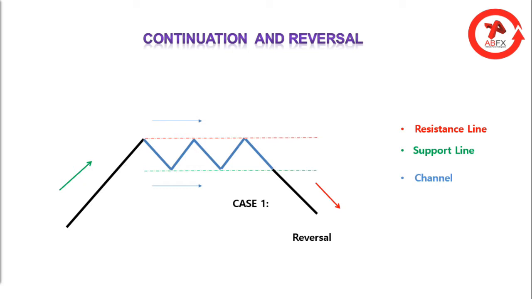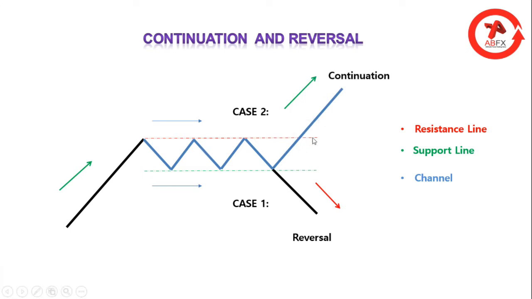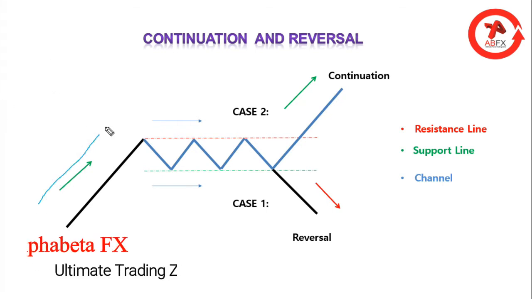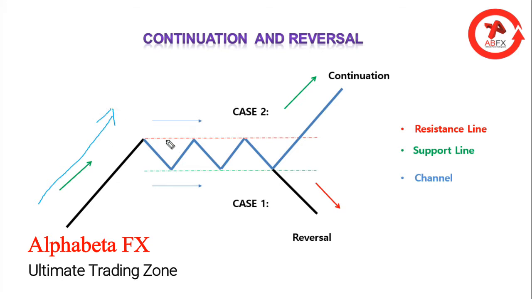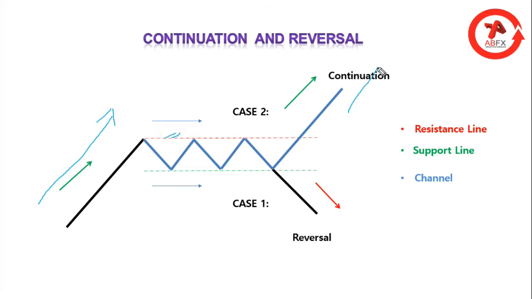Now the second situation is where the market breaks the resistance line and goes up. That will be called a market continuation. The market has continued in the direction it was coming from. The market was coming up, broke this resistance line, and has gone back to the same direction it was coming from. These two patterns are really important in the market. They tell you the long-term story of the market: whether the market is going to continue or reverse all the way.